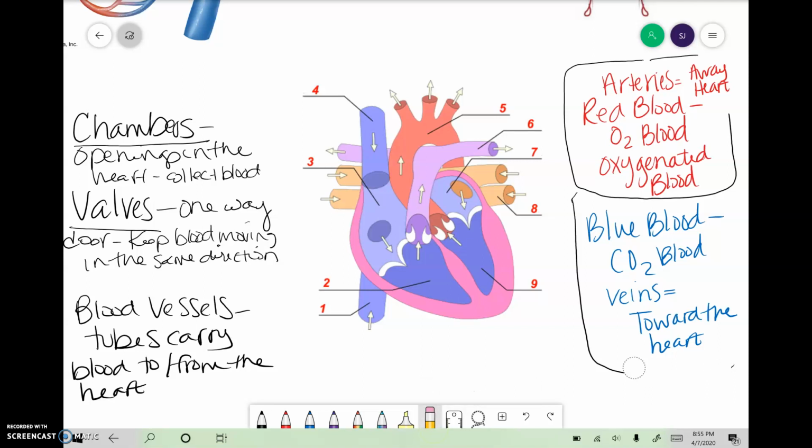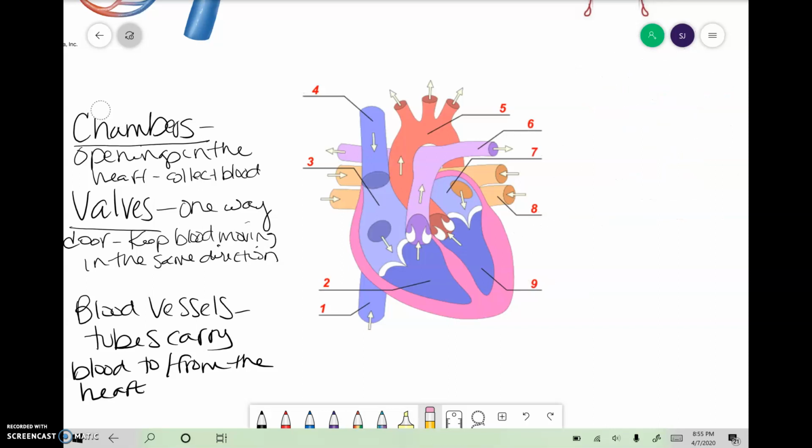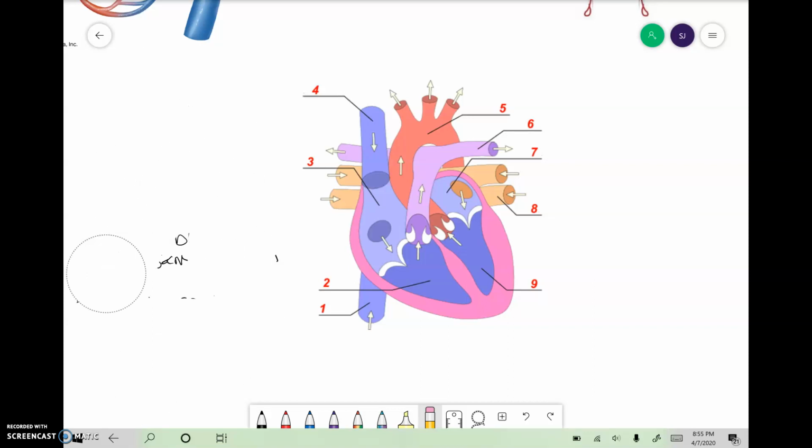All right, so let's talk parts of the heart. Let's talk the anatomy of the heart. So we've talked chambers, we've talked valves, and we've talked blood vessels. So let's label this bad boy and talk about how blood travels through the heart. All right, so one more label. We have to label the left and the right side. Okay, because again, these are all one-way highways. So that includes blood flowing through the heart.